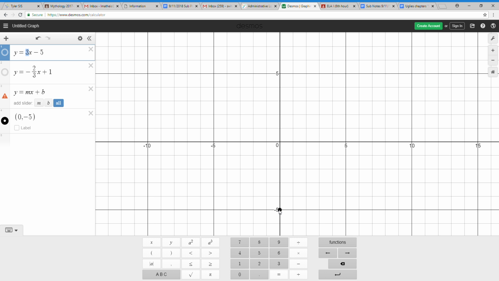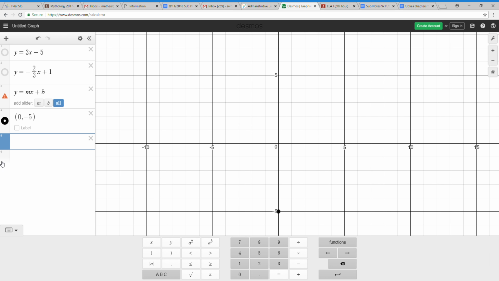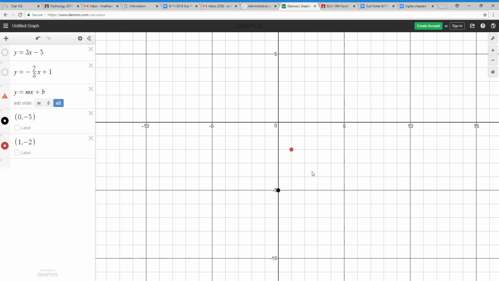To do that, I'm just going to count here. I'm going to rise 3, run 1. So I'm going to go up 1, 2, 3, over 1. You'll see I'll have another point right here, and this point is 1, negative 2. So I'm going to plot that point as well. 1, negative 2. You'll see that's another point on my line.